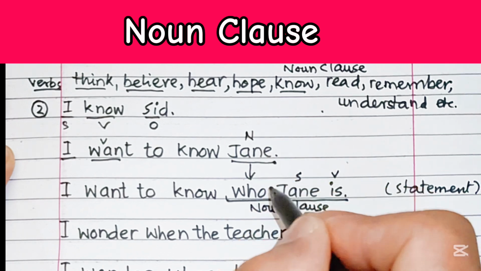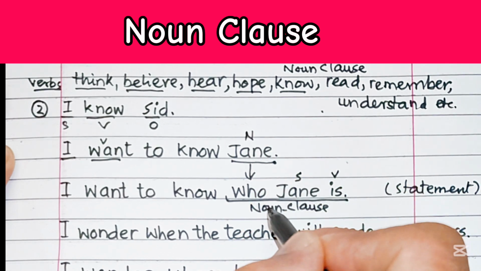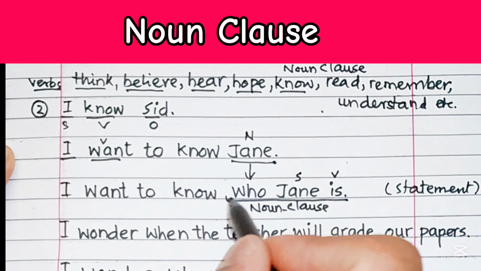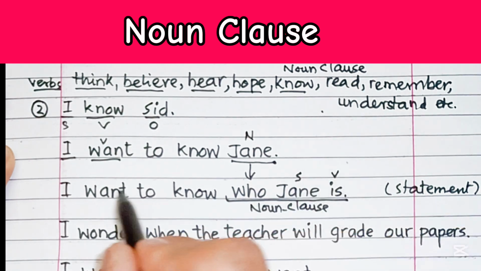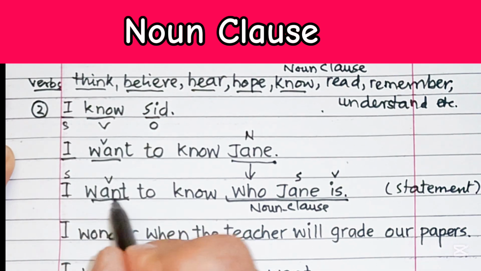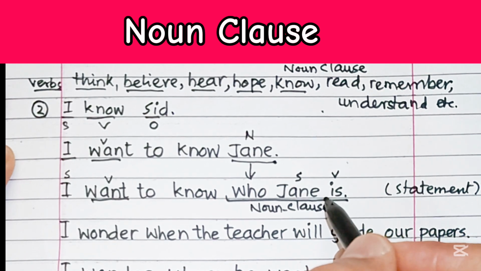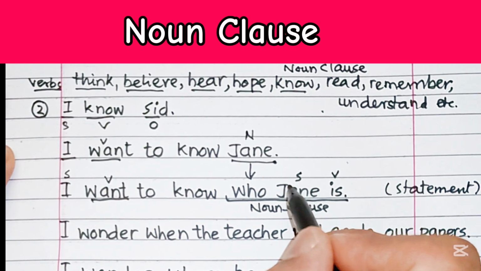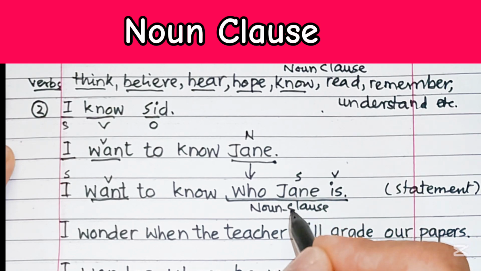So it is being replaced by this clause, and it was a noun, and so this is a noun clause, because it's no more now a noun, it's having a subject and verb. I want, this is the subject of the sentence and this is the verb of the sentence, and then I want to know who Jane is. So this is going to be the noun clause.